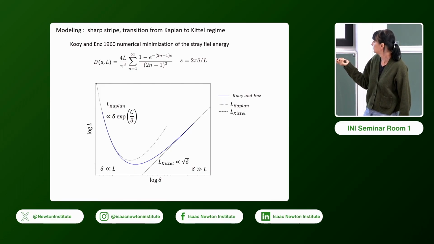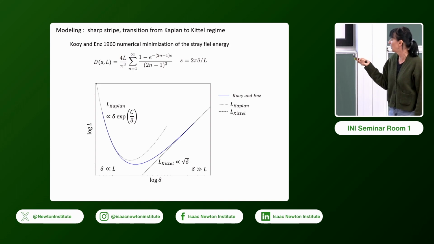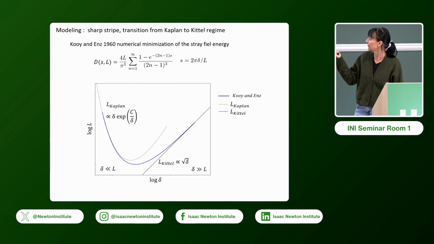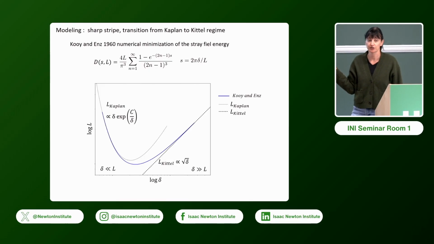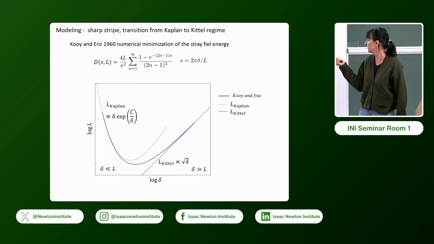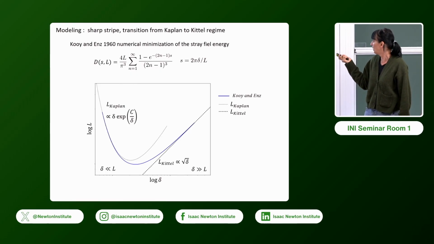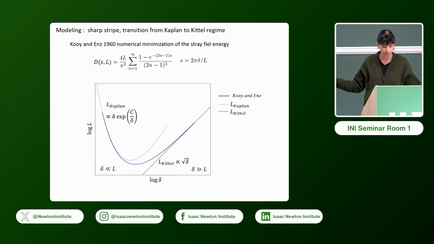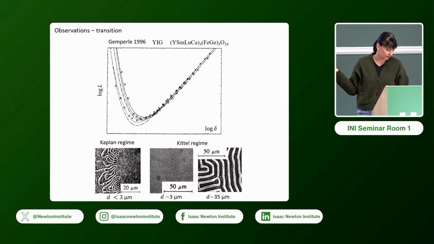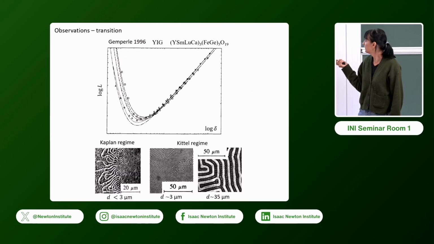So here we have small thickness compared to the period, large thickness compared to the period, and in between we can... Cohen simply carried out numerical minimization, and you see that this numerical minimization enables us to go between these two regimes. So now we already get a pretty nice picture of this. And this was actually already observed experimentally, this transition.